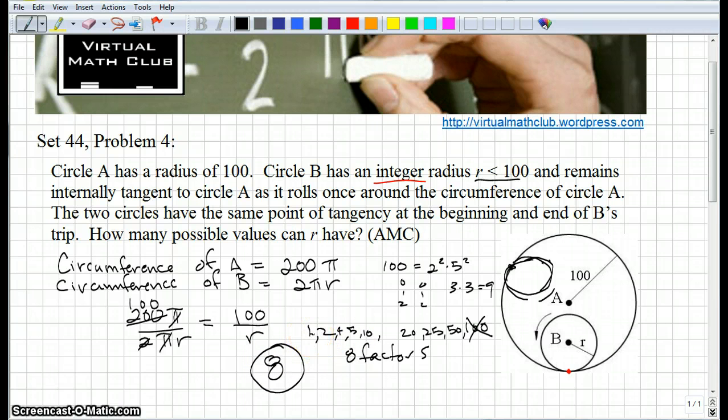Okay, and here they are. The radius could be 1. And then how many times would that go around the inside? It would end up going 100 times around, and end up with the same point of tangency. If we had a radius of 2, then it's going to go 50 times around the inside of the bigger circle. Okay, and so on. You can think through all of those, but all of these radii will end up with the same point of tangency at the end. Okay, so we have 8 possible radii.